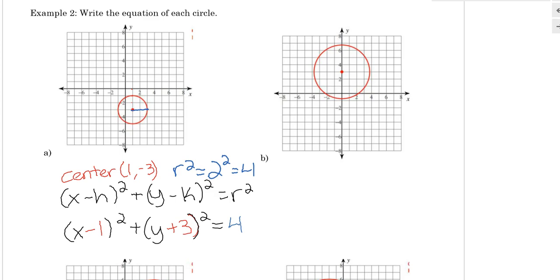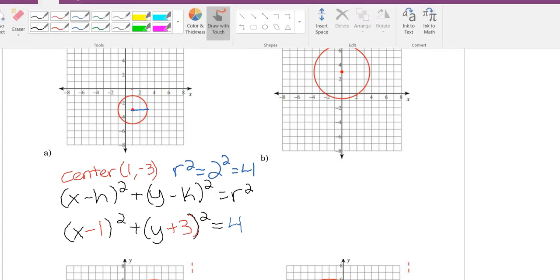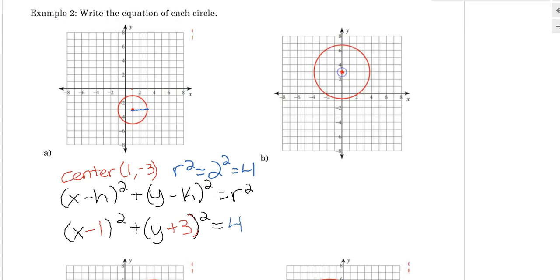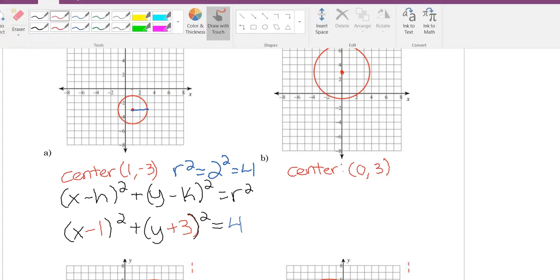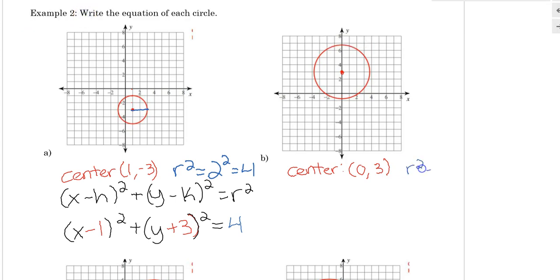All right, looking at number 2, or letter B, I guess. Again, we got to start with the center. My center is here. Again, be careful with these ones. It isn't going over. It's not going left or right at all. So 0 for x, up 3. And then r squared equals 1, 2, 3. This one's off a little bit. I'm just going to say 4. And 4 squared is 16.